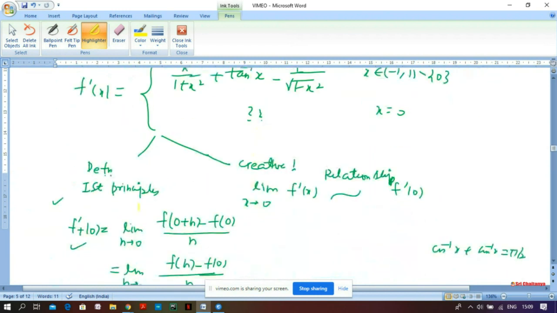For that, we can use either the first principle definition, or we can use something creative. We can find the limit of this expression, because we now know it. So we can try to find what this limit is. If this limit exists, then we are in good luck. It means that this value itself becomes the value of the derivative. Means the limit of the derivative becomes the value of the derivative at that point.